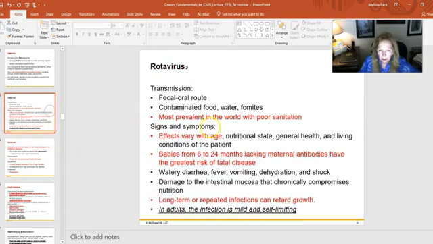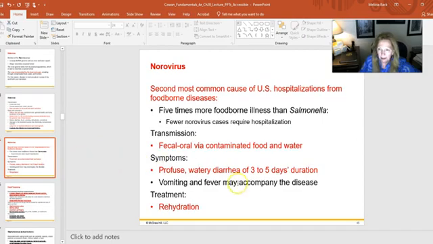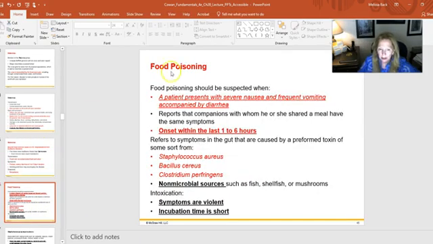We're not just concerned about it in areas of poor sanitation. We see this in developed countries as well. It's a fairly common diagnosis for children, especially those that have chronic diarrhea. Noroviruses are also incredibly common, so we see those. They cause a profuse watery diarrhea that lasts for days, and the treatment's rehydration until the body can kind of take care of this.